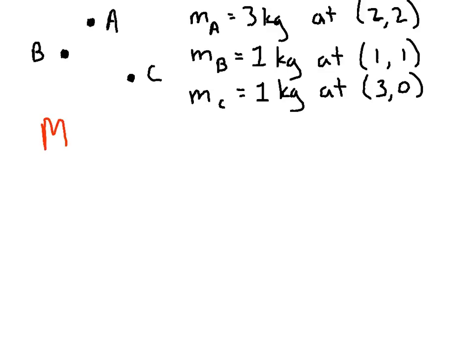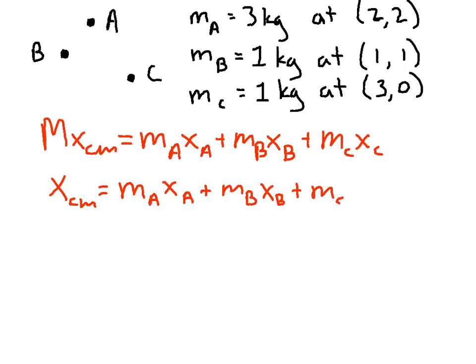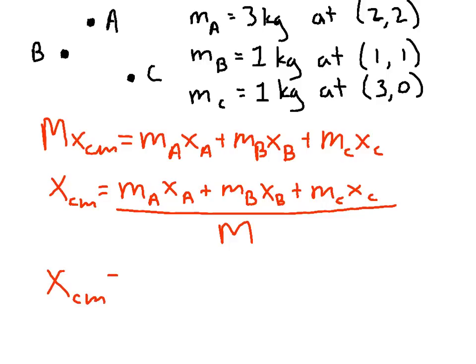So we'll say M times x center of mass equals mA xA plus mB xB plus mC xC. And we have numbers for all of these things, except the x center of mass. So to rearrange that, we'll say x center of mass equals mA xA plus mB xB plus mC xC, all divided by the total mass. Which, if we plug in numbers for all that, we're going to get something that looks like this.